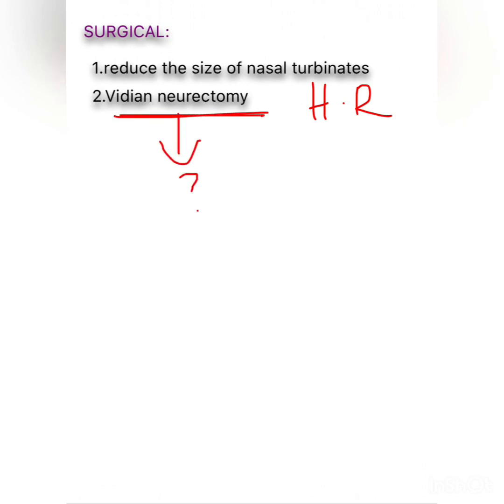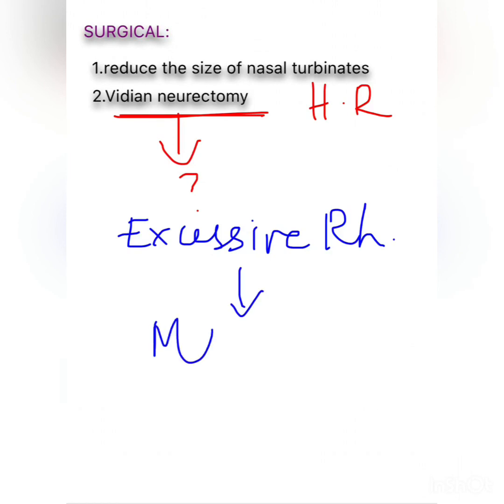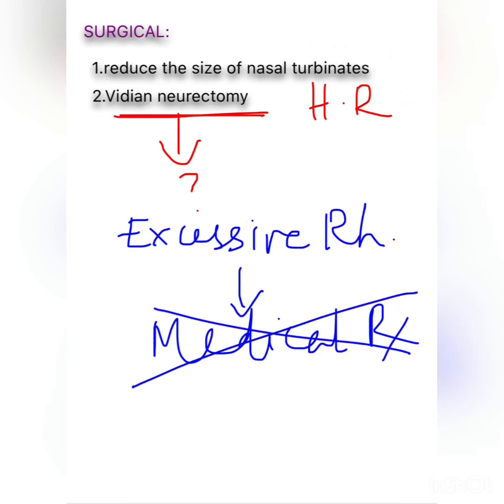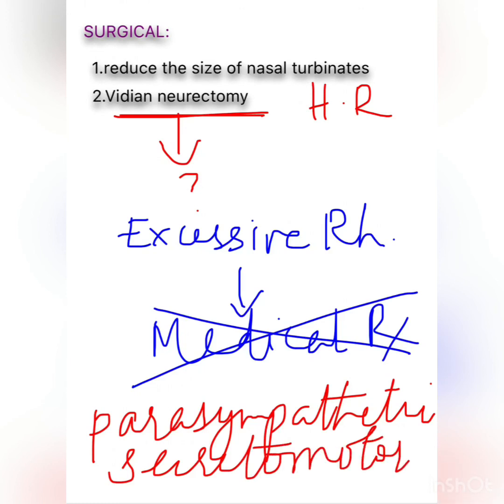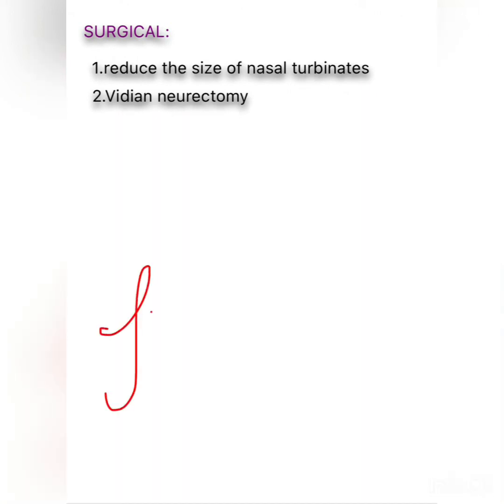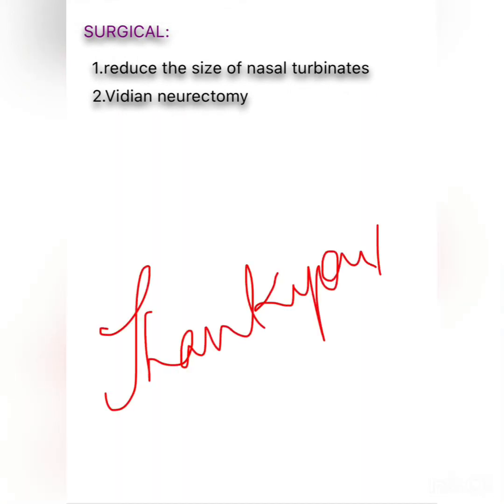What is vidian neurectomy? In the case of excessive rhinorrhea, as I said earlier, the discharge is profuse and watery, and where medical treatment fails to cure, we use a surgical method of sectioning the parasympathetic secretomotor fibers to the nose, which is known as vidian neurectomy. This is all about vasomotor rhinitis, and thank you.